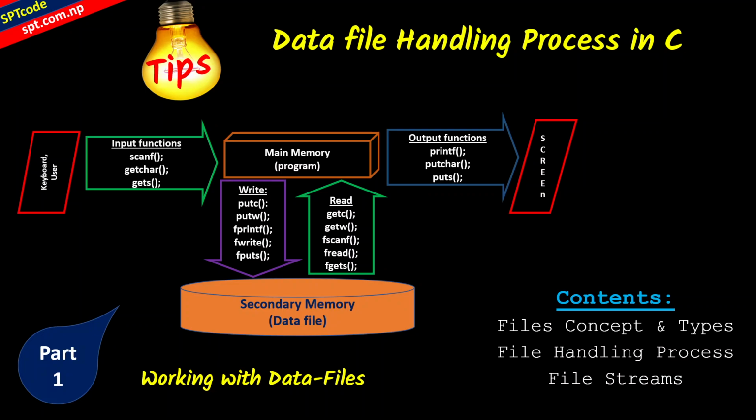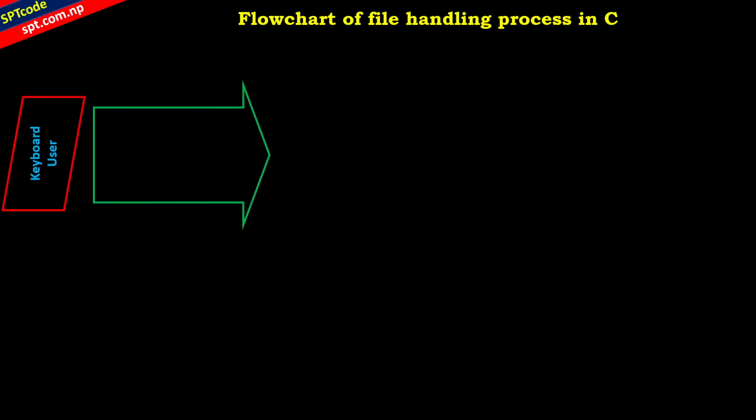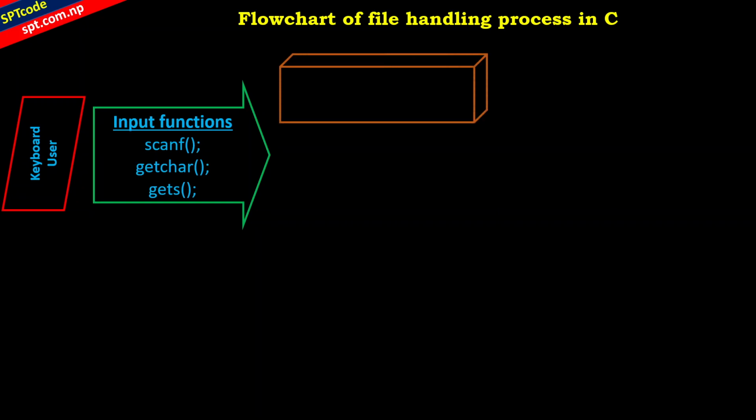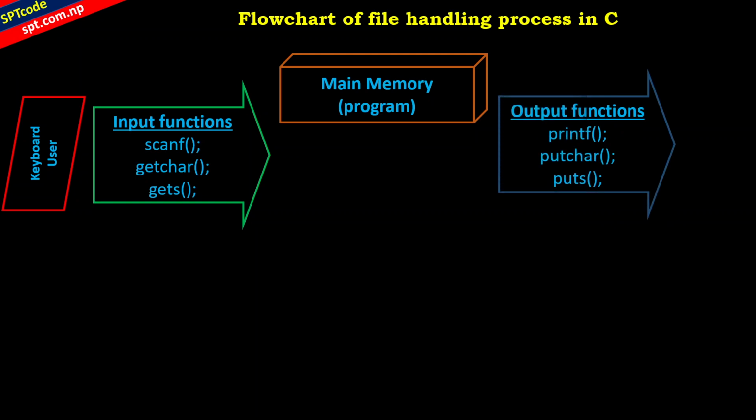Let's understand this practically through a flow chart. Normally we use different functions like scanf, getchar, gets to take input from the keyboard by users, and that can be executed only in main memory, where the whole program is processed. Then it is displayed on the screen. This is the normal process if you are working without file handling.